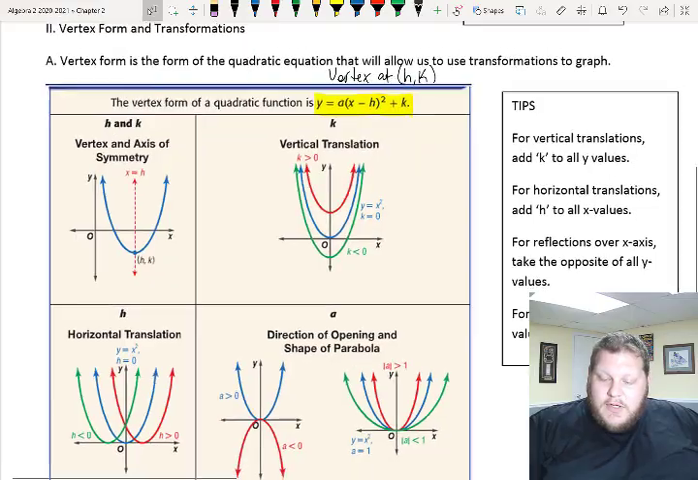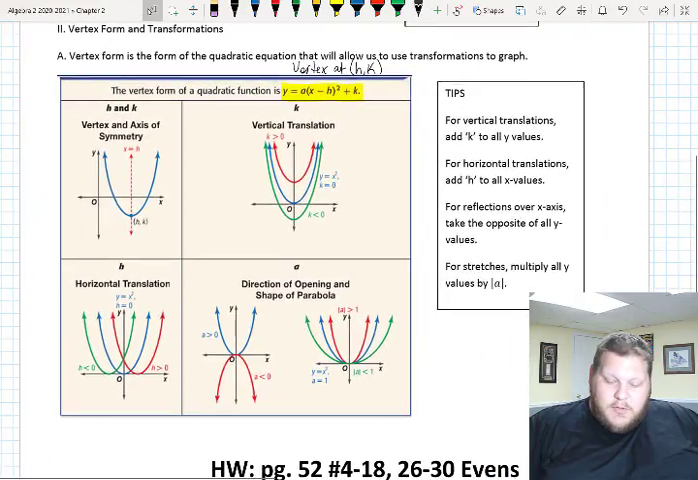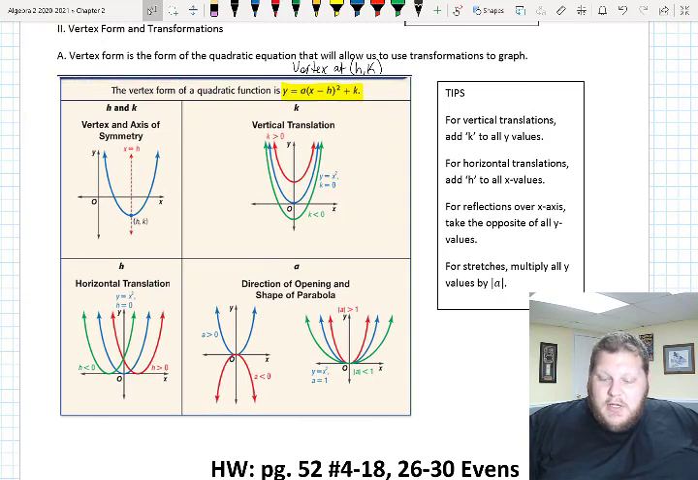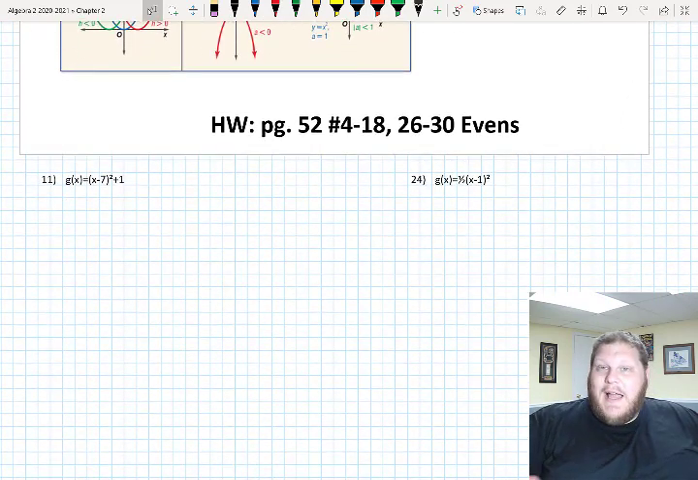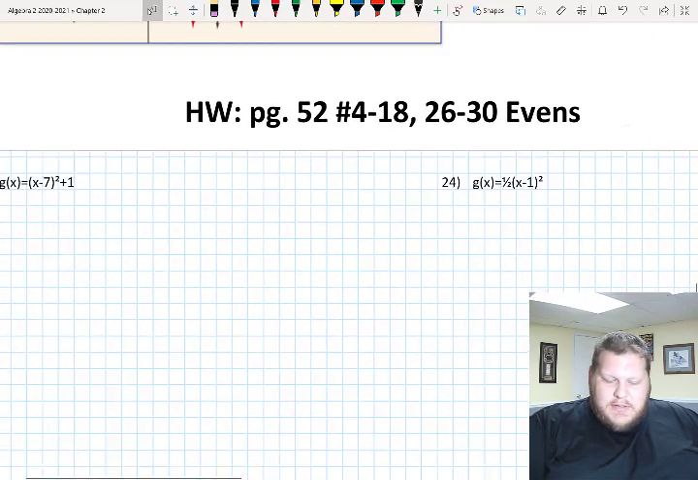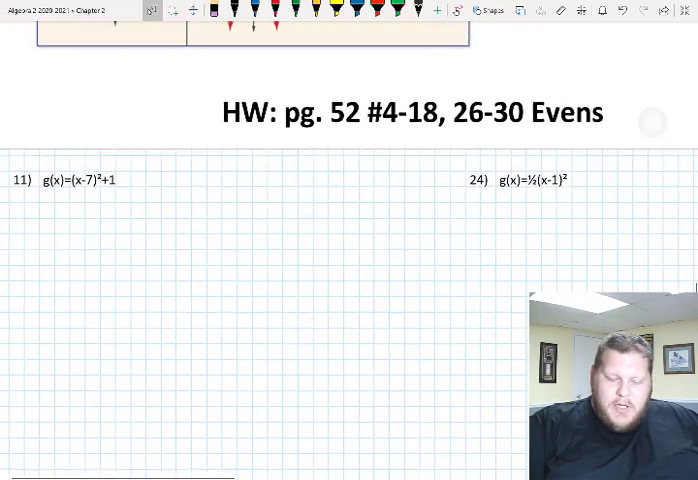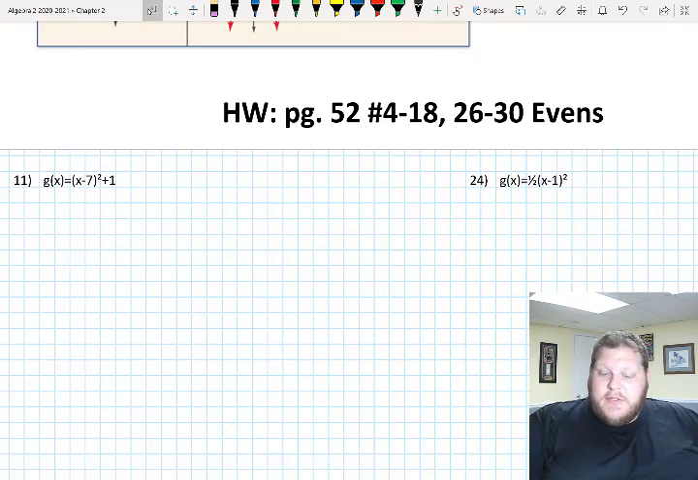So what I want to do, instead of just going through and doing more talking, is a couple of example problems. I chose two problems that are not your homework tonight or today, depending on when you're watching this, but still are similar to ones we have to do, because your homework for this section is page 52, 4 through 18, and 26 through 30 evens.